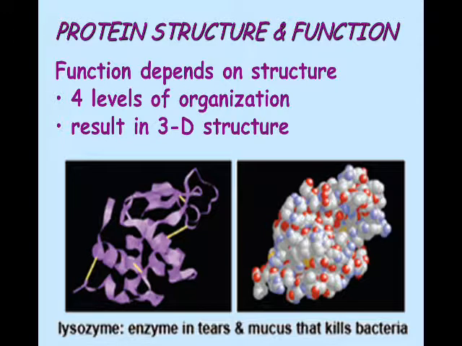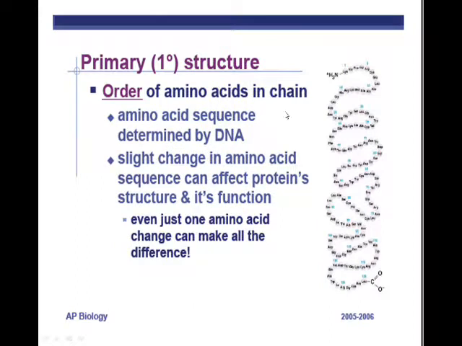So the 4 levels of organization. Primary structure is the sequence, the amino acid sequence, and it's determined by the DNA code. So changing that sequence can also change that shape of my protein.